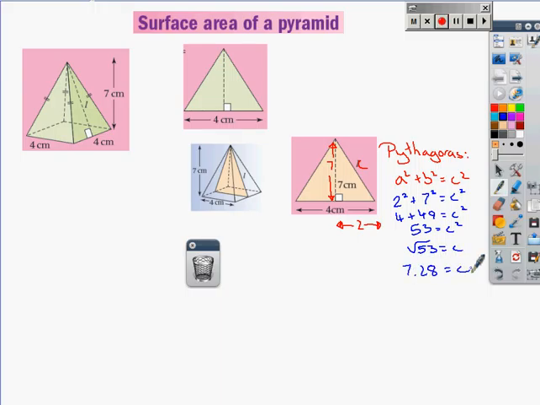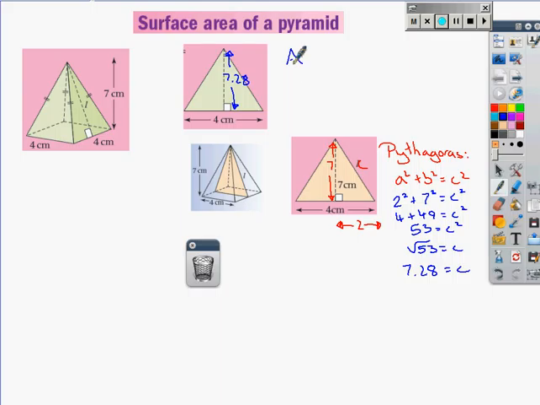So there's our value c. So that, our diagonal length here, is now the height of this triangle here. So it's 7.28. Now we should be happy with that answer because it's definitely going to be longer than 7. 7 is the vertical distance, and we're slanting it, so it's going to be a longer distance. 7.28 looks like a good number.